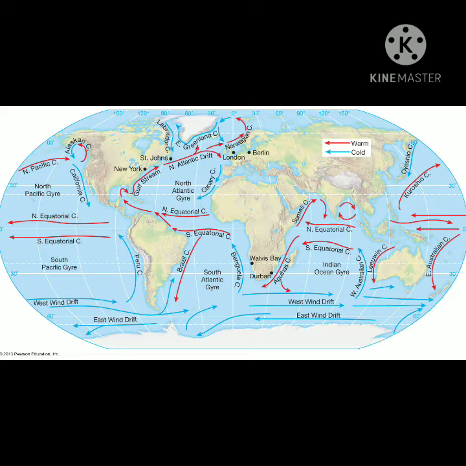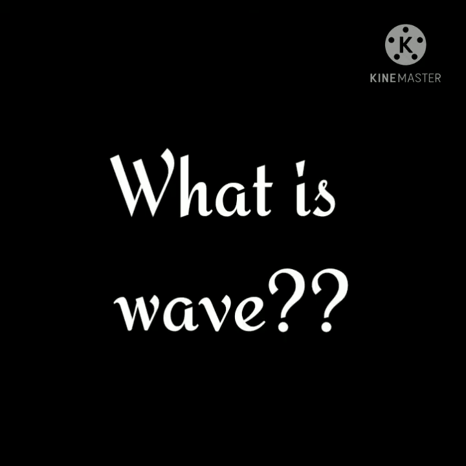The major movement of the ocean water can be classified into 3. They are waves, tides, ocean currents. Waves and the ocean currents are horizontal movements of ocean waters, while the tide is a kind of vertical movement of the ocean water. Let's see what is wave.